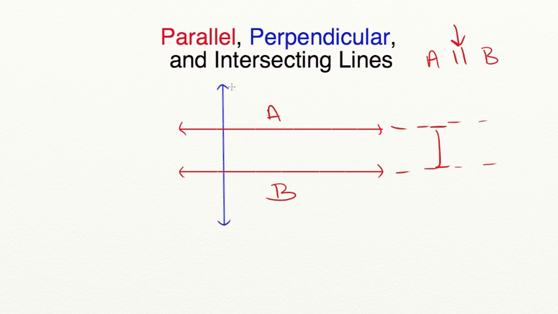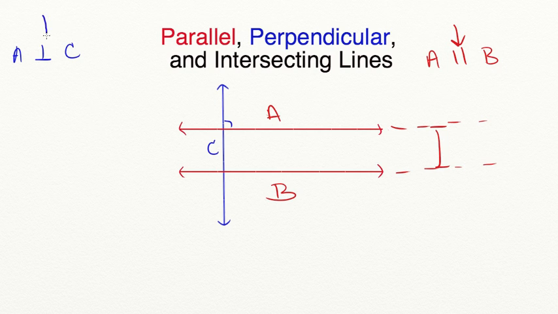As you can see, I have drawn a blue line that's intersecting or crossing our parallel line. Now, since this blue line is creating a 90-degree angle with line A, that means that it is perpendicular to line A. So we're going to call our blue line, line C, and we are going to say that line A is perpendicular to line C.